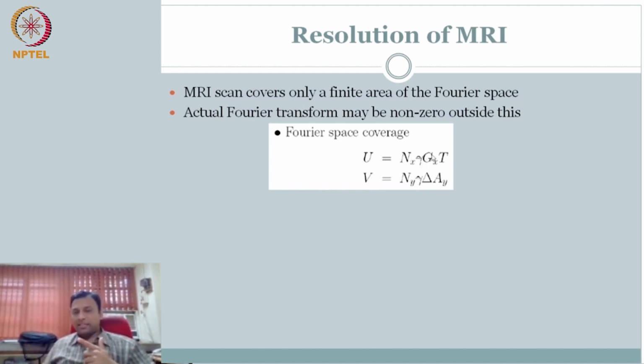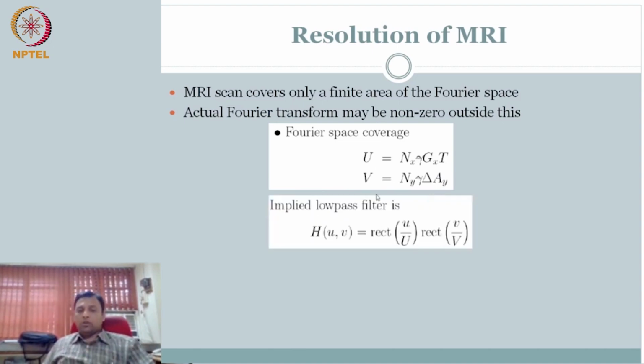So if you have gamma Gx, this becomes a frequency quantity. You have Nx samples, each with a time period T. So Nx times T is the total time period of data acquisition, which is converted to frequency. Likewise, you can have your V, in the phase direction, Ny times delta Gy times gamma. That Gy is actually there in your Gy in the previous slide if you flip back.